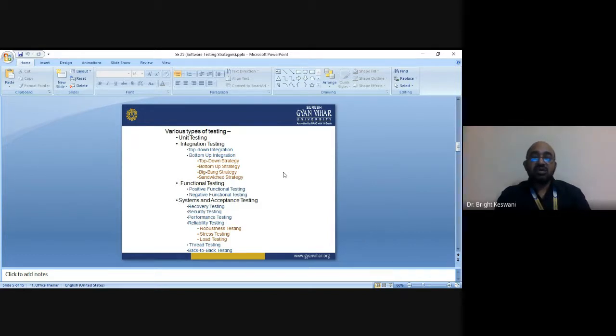So there are four strategies in bottom up integration. You can say top down strategy we have discussed, bottom up strategy we have discussed, the limitations and advantages of top down and bottom up strategies also. Then we have discussed about big bang strategy and sandwich strategy. You always remember that the sandwich strategy is the combination, or you can say mixture, of both two strategies, top down strategy and bottom up strategy.